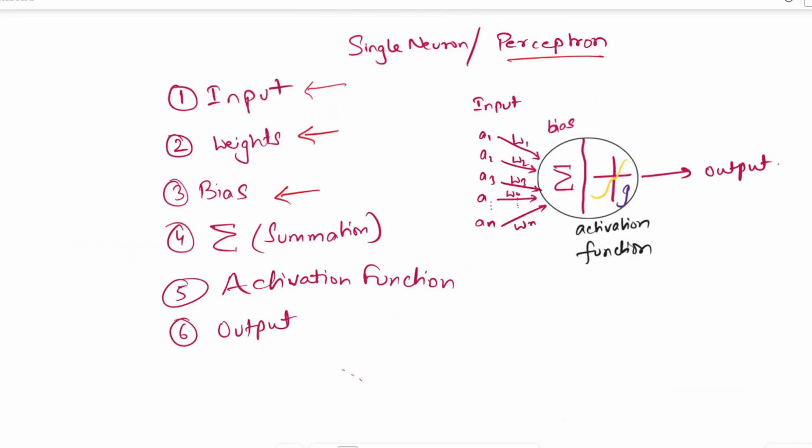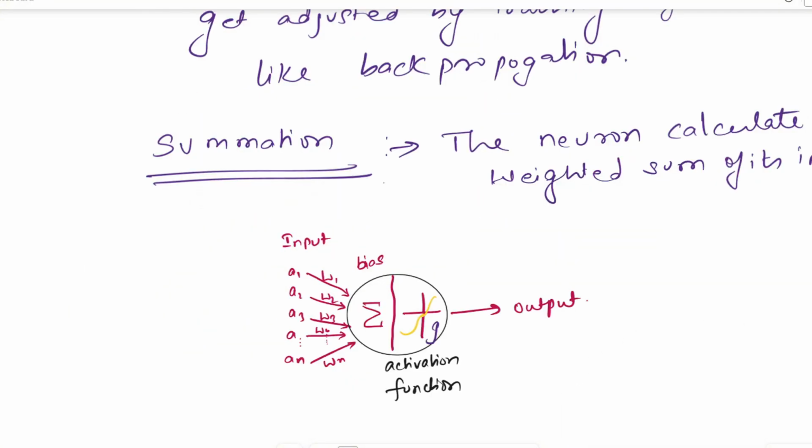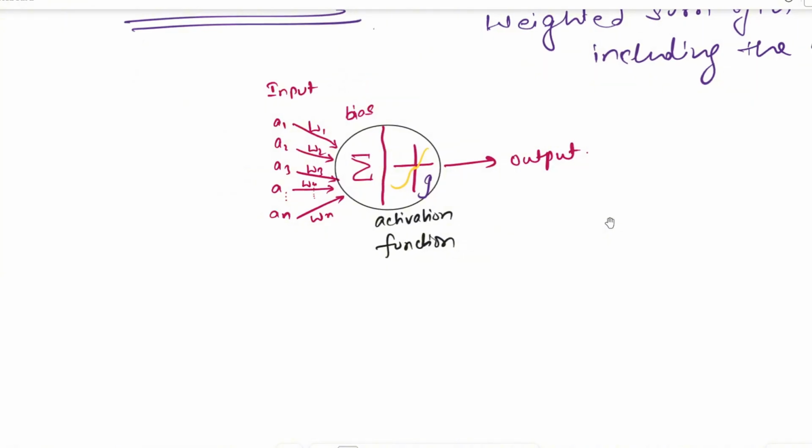The fourth key component is summation. This refers to the calculation of the weighted sum of inputs in addition to the bias value. Now, suppose we have inputs A1 and A2 with weights W1 and W2, and we have some bias. For example, let's say the bias value is 1.